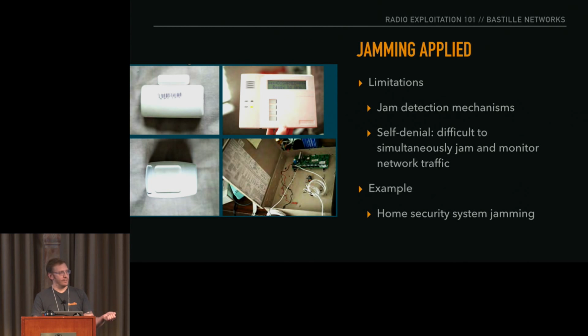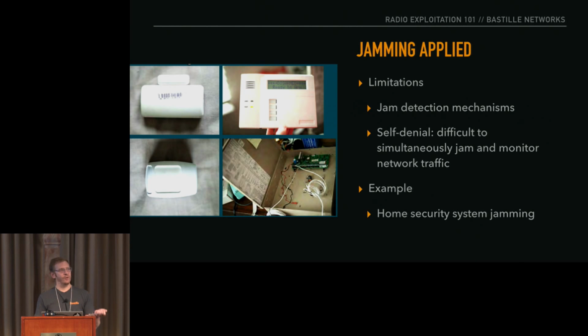So the big problem with jamming is that if you're trying to jam a system or jam devices from communicating, you cannot listen to those devices at the same time because you're also jamming yourself. And there are also devices that can implement jamming detection mechanisms, which will detect the jamming attack and then change their behavior based on that. And there's some ways around that, as we'll see.